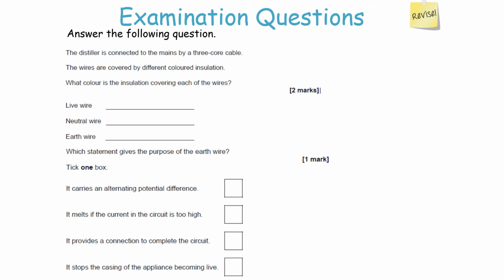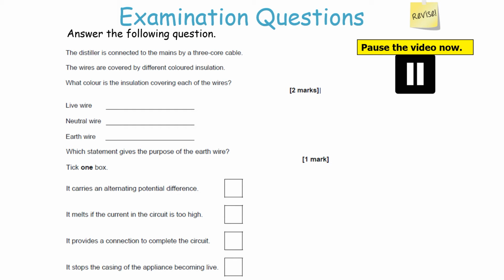Next question. A distiller is connected to the mains by a 3-core cable. The wires are covered by different coloured insulation. What colour is the insulation covering each of the wires, and which statement gives the purpose of the earth wire? So pause the video now, then unpause the video when you want to go through your answers.